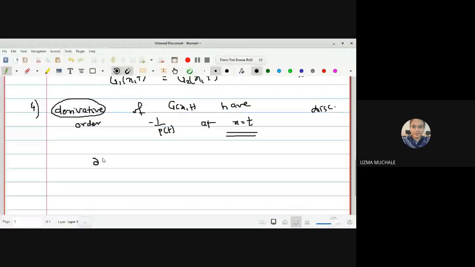The derivative of this means the derivative of g2 with respect to x minus g1, the derivative of these two functions minus g1 with respect to x is equal to. As I told you, this derivative of g of x,t has a discontinuity of order minus 1 upon p of t at x equal to t, which means that they have some difference, that is minus 1 upon p of t. What is this p of t?